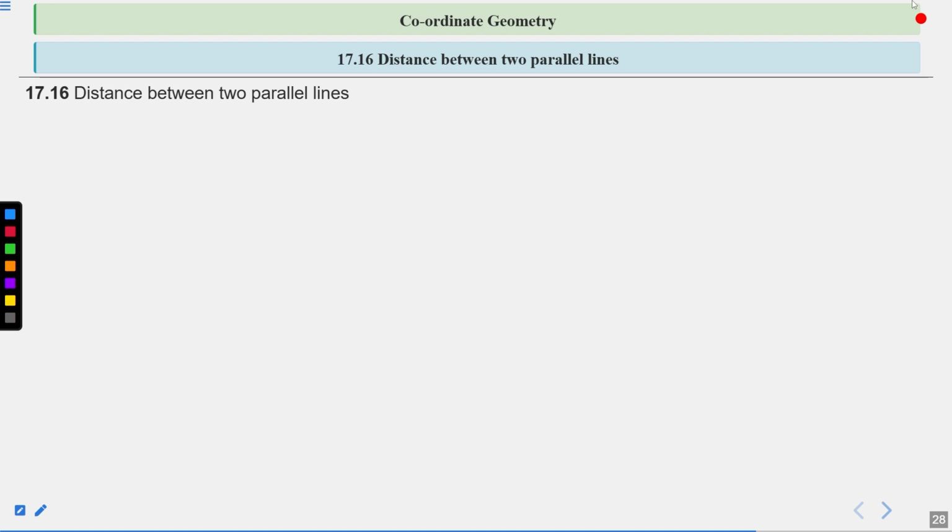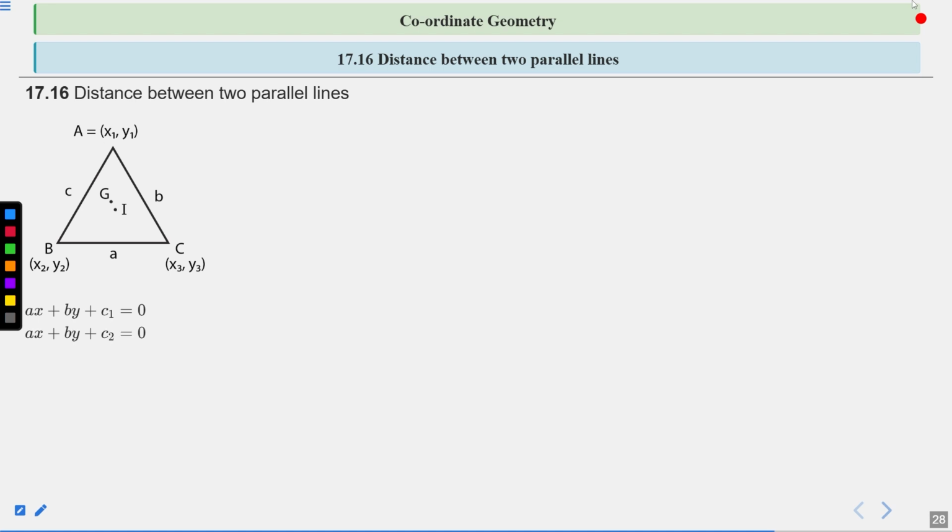Distance between two parallel lines. So when we need to calculate the distance between two parallel lines, the diagram is given. So ax plus by plus c1 equals 0, ax plus by plus c2 equals 0. So the distance is mod of c1 minus c2 upon under root a square plus b square.